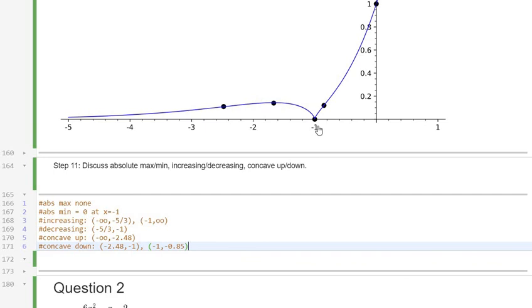Now you may be wondering, could I glue these two together? No, because of this sharp corner, the derivative doesn't exist there. This is a discontinuity in the derivative, and that allows us not to glue these together. But that's okay. We'll just keep them separate. And then after -0.85, it's concave up again from there on. So -0.85 on to infinity, it is concave up.